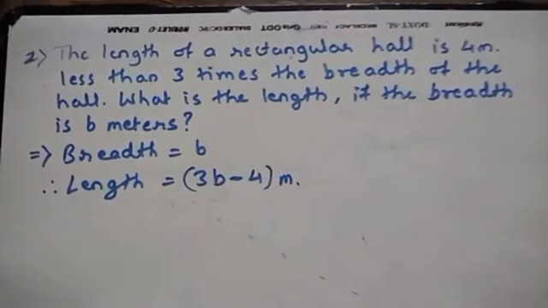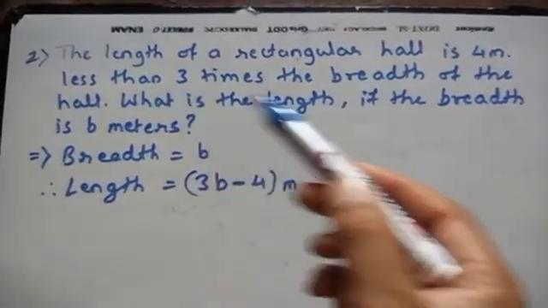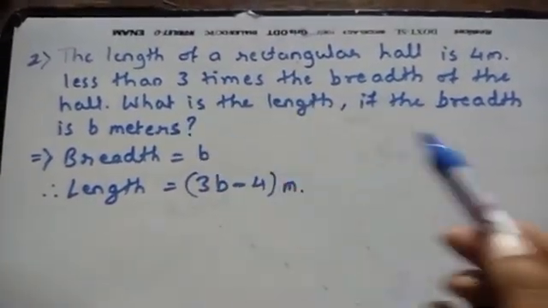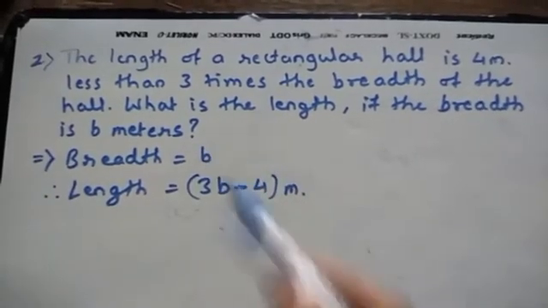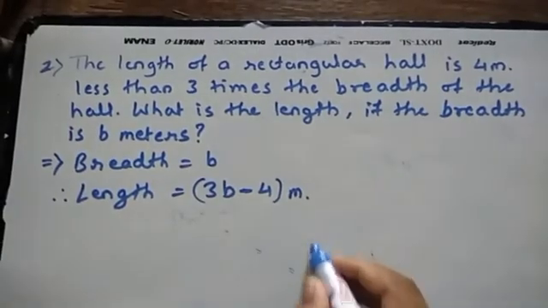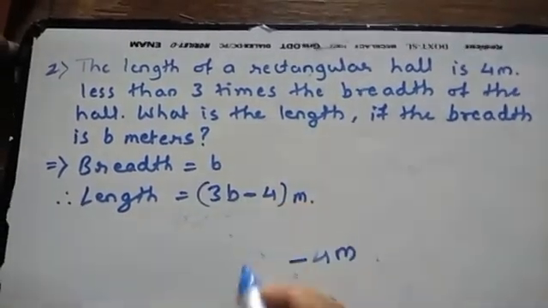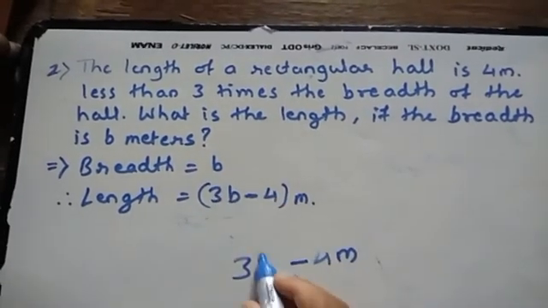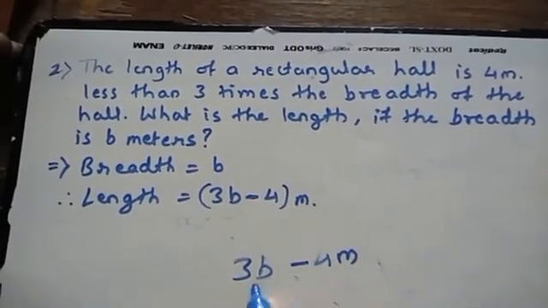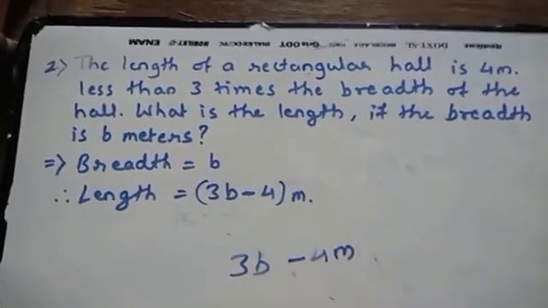Now the next question is: the length of a rectangular hall is 4 meters less than 3 times the breadth of the hall. What is the length if the breadth is b meters? Here the breadth is given as b and the length is 4 meters less than 3 times the breadth. What is the breadth? b. 3 times the breadth, and 4 meters less than that. Therefore 3b minus 4 meters will be the length.